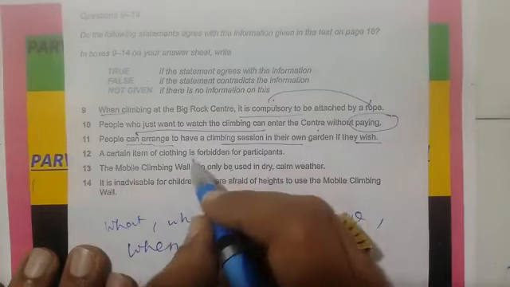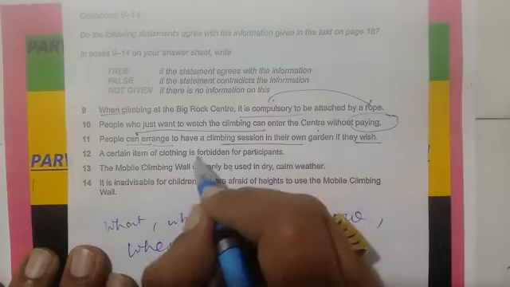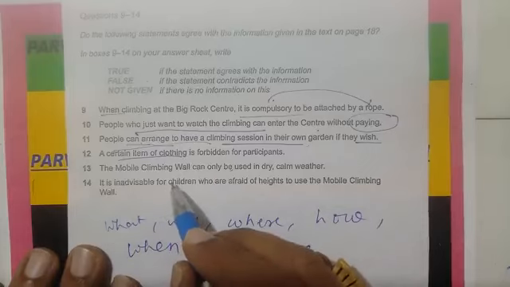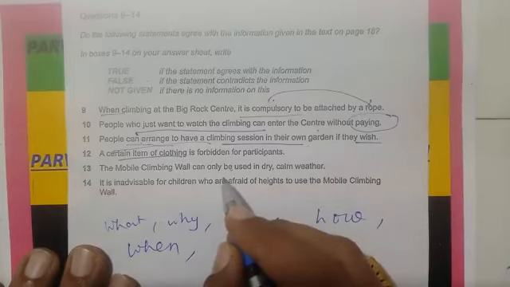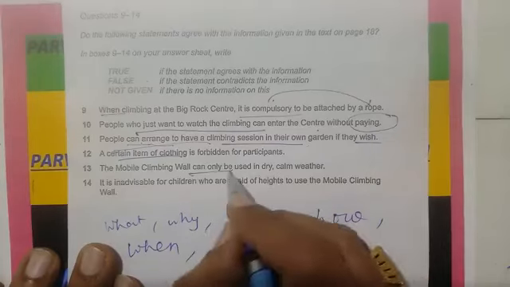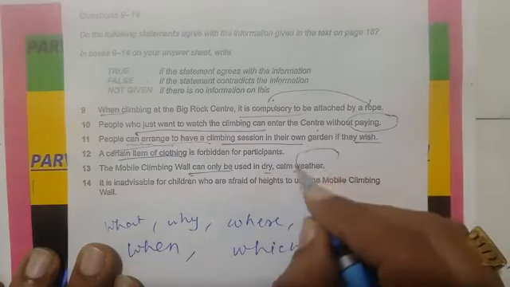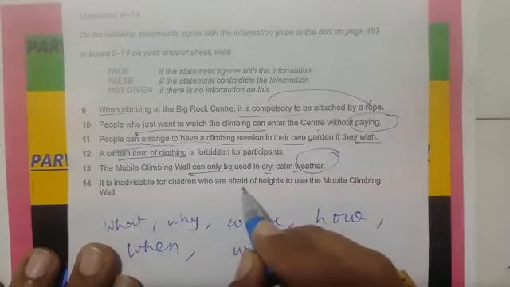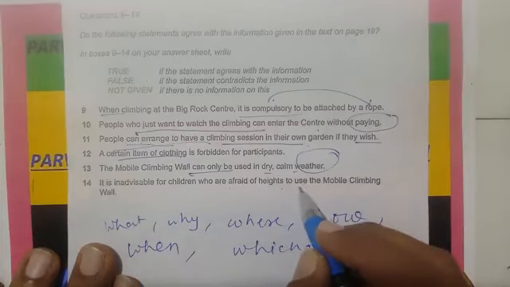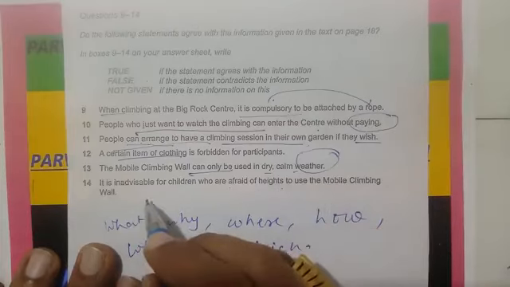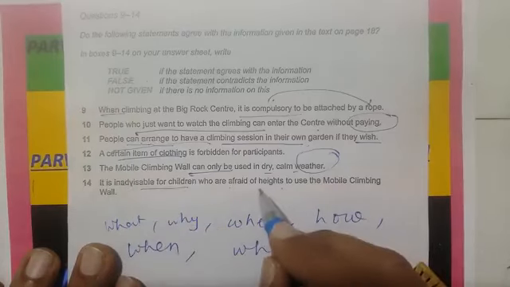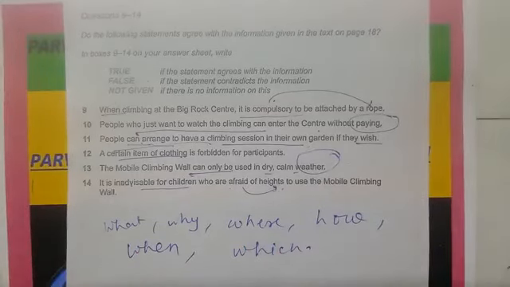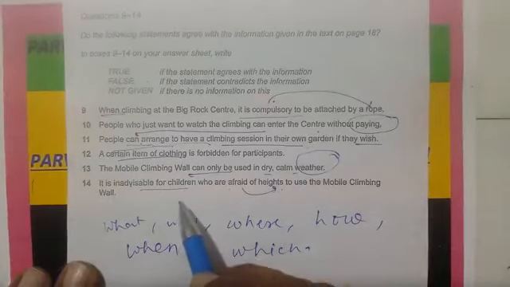A certain item of clothing is forbidden for participants. Here clothing is important. The mobile climbing wall can only be used in dry, calm weather. Here dry and calm are important, because it is related to the weather. Remember this: it is inadvisable for children who are afraid of heights to use the mobile climbing wall. So it is inadvisable for children who are afraid of heights to use the wall. It means we have to search for the children here.